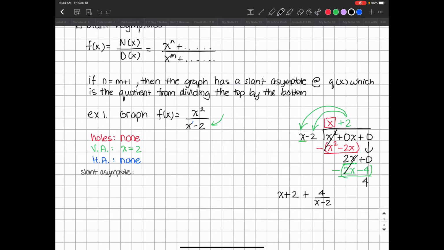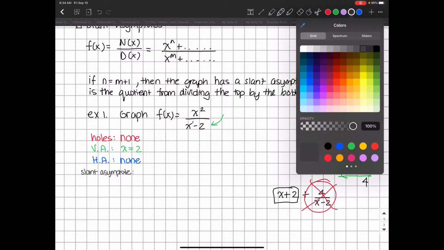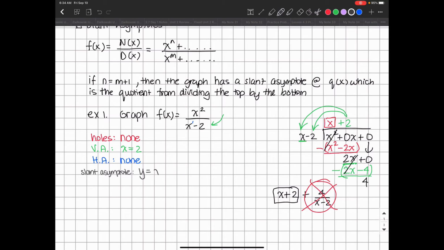And so what I'm looking for with the slant asymptote is just a line. I don't care about the remainder, so I'm just going to get rid of the remainder and I'm not even going to look at it. I'm just focusing in on this x plus 2. So my slant asymptote is going to be y equals x plus 2. That's my slant asymptote here.